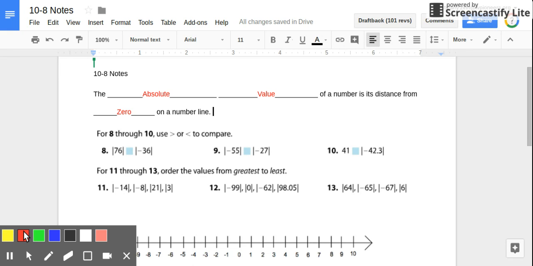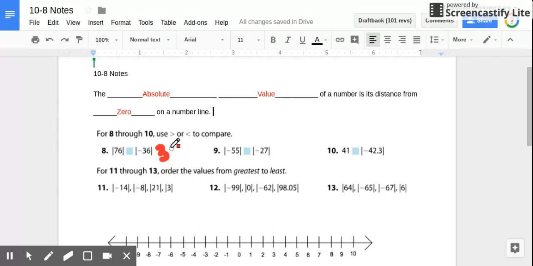Okay. So if absolute value is always positive, you have the absolute value of 76, so that's just positive 76, and then the absolute value of negative 36, which is just positive 36. So then to compare them, it's super easy. You're comparing two positive numbers. So 76 is obviously greater than 36, so it goes this way. Remember, the alligator always eats the bigger number.